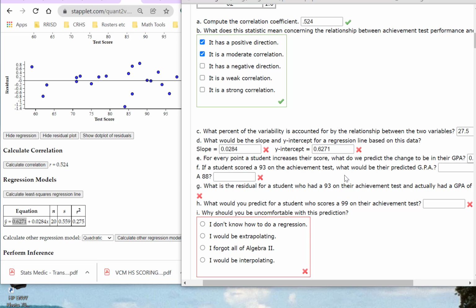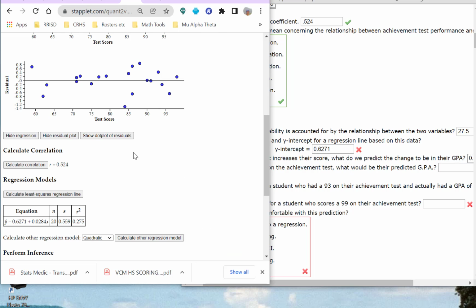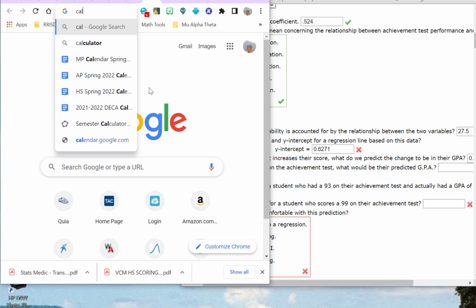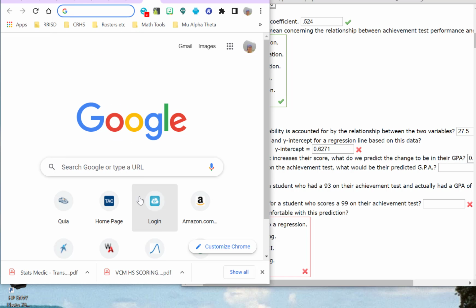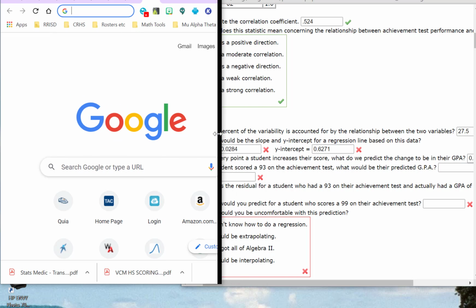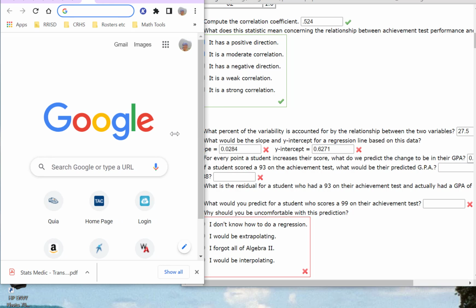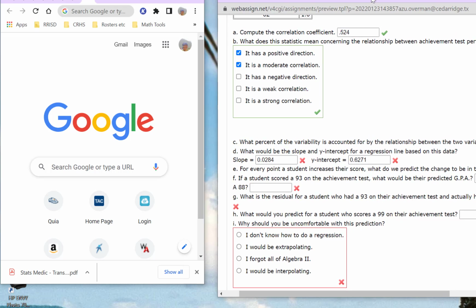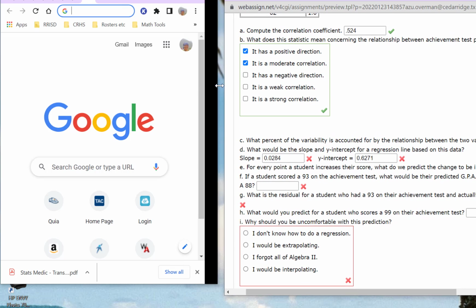So I need to know this equation, but luckily I got it there. So I'm going to pull this over and get a calculator. I don't need any fancy calculator. Actually, when you type the math in, it'll do it for you. So let me go ahead. Student scored 93. What's predicted? So let me give myself a little room here.